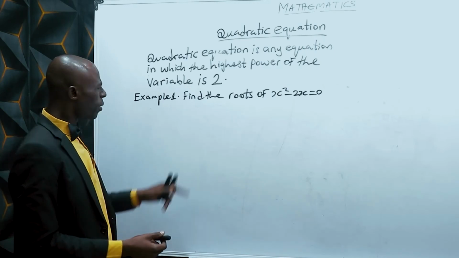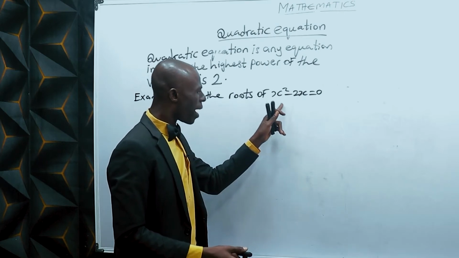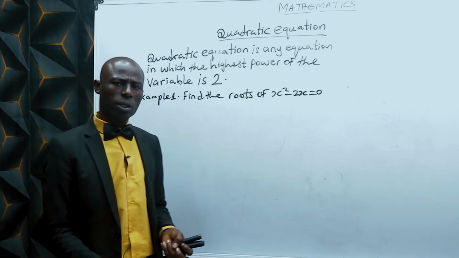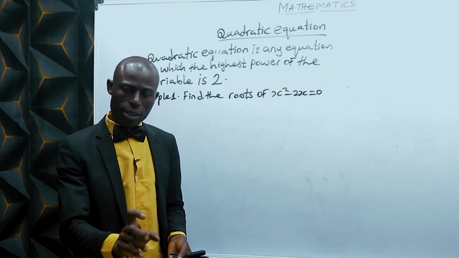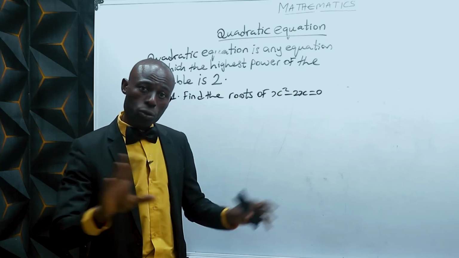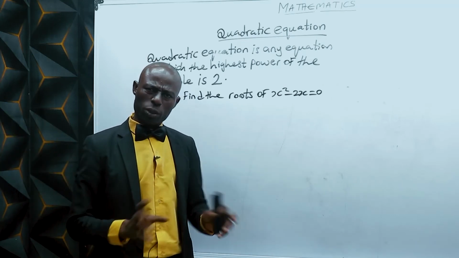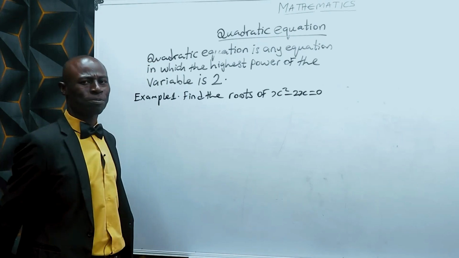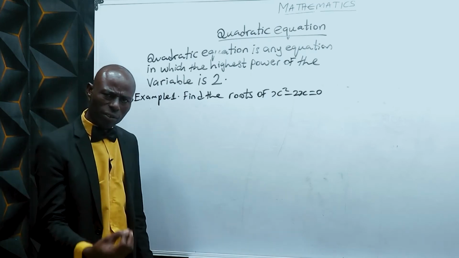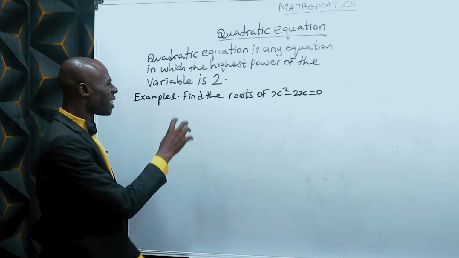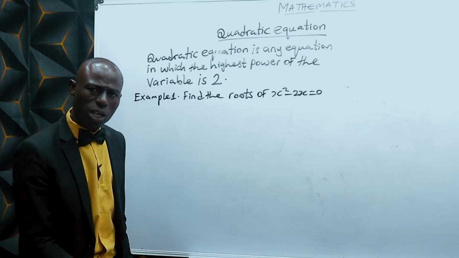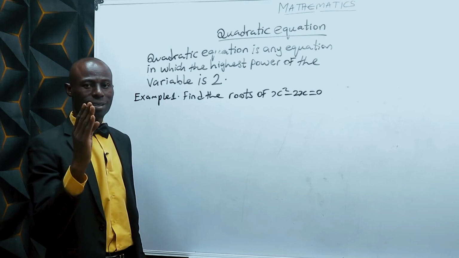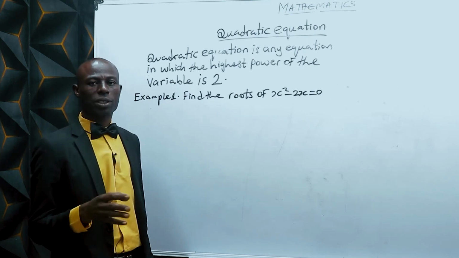Example 1. Find the roots of x squared minus 2x equals 0. When you hear about quadratic equation, something should come to your mind. Ask me what? That is the roots. What we are particular about in quadratic equation is the roots of the equation. What do we refer to as the roots of the equation? The two answers we get in quadratic equation are called roots of the equation. Mind you, we get 2 answers in any quadratic equation.